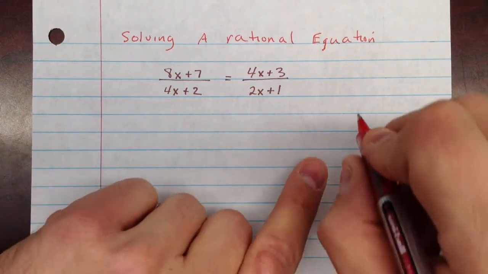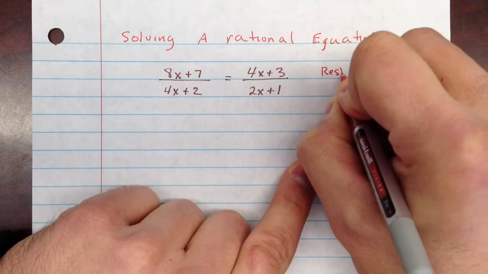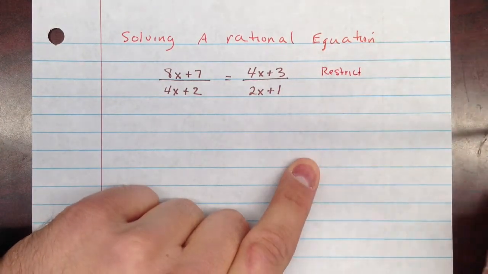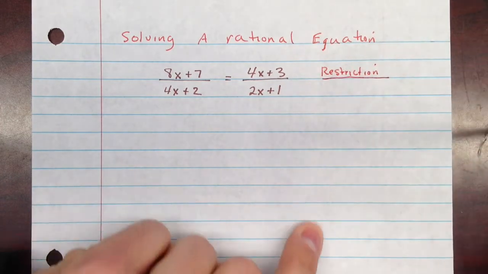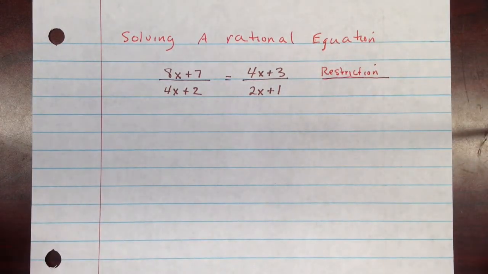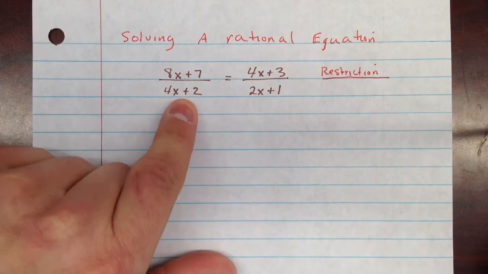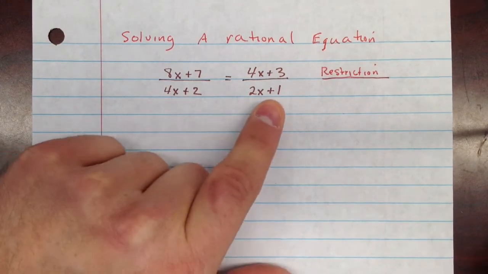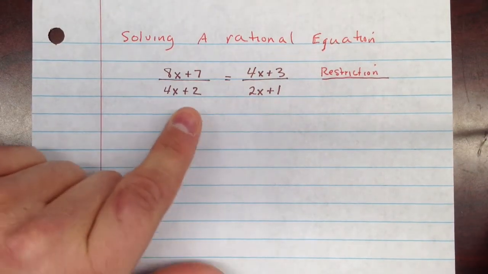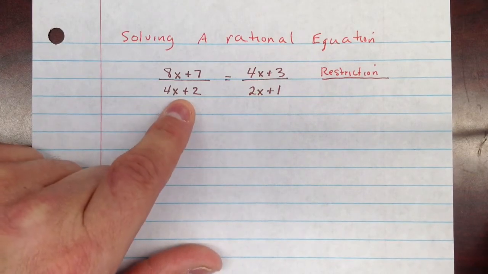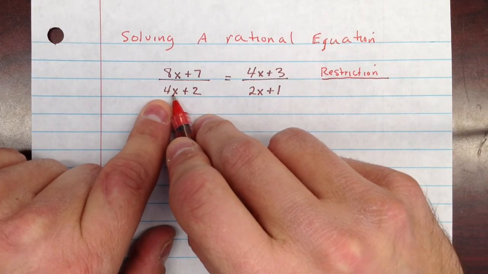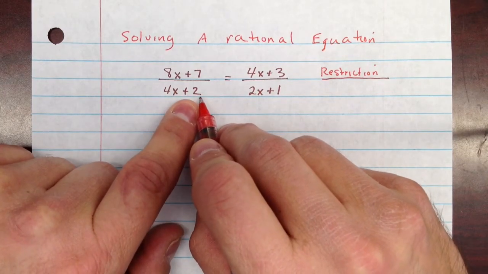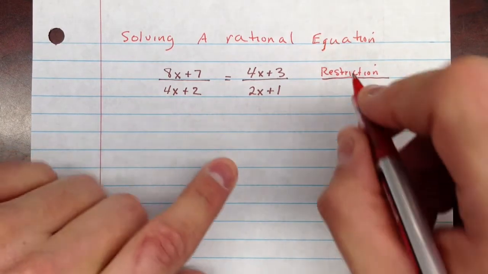The first thing you got to do is list restrictions. Restrictions, remember, are values of the variable that result in undefined expressions in the problem. If you get an undefined expression, that means dividing by zero. So what values will it take for this denominator to equal 0 and this denominator to equal 0? Remember, you can either set them both equal to 0 and solve them, or just take the opposite of the constant and divide it by the coefficient of x. Here the opposite of the constant is negative 2 divided by 4. That's negative 1/2.